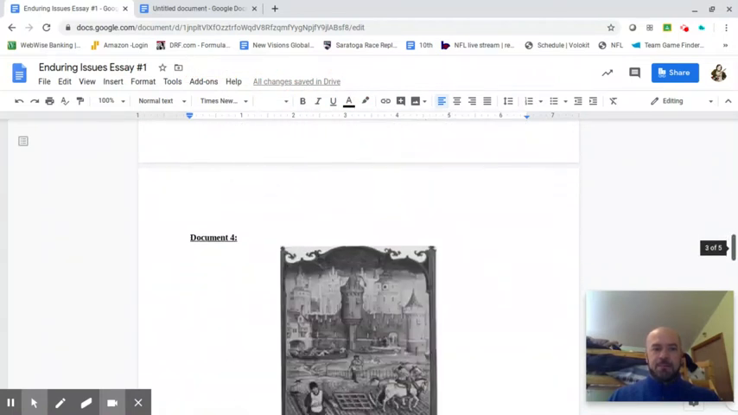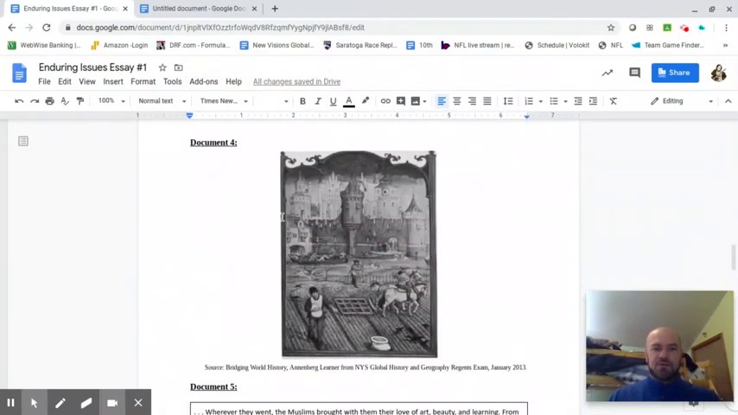And I'm going to use document 4. This is from the European feudal era. I know because there's a big castle in the background with a moat. And I've got people transporting food, maybe ostensibly on these boats and then along the river. I've also got a serf or a peasant doing some farming out in the field outside of the castle.